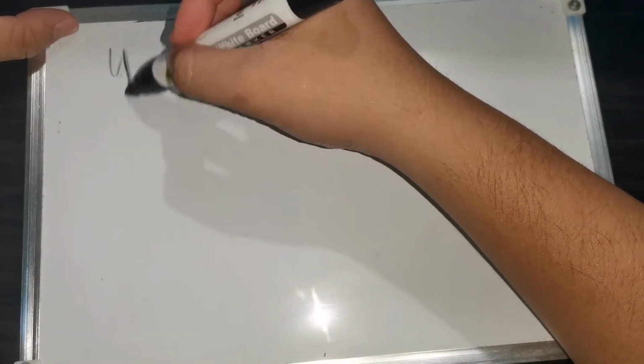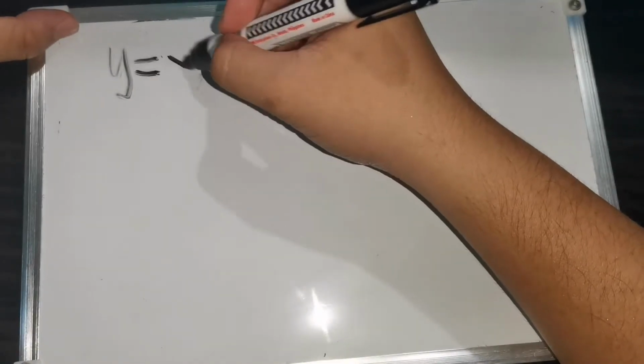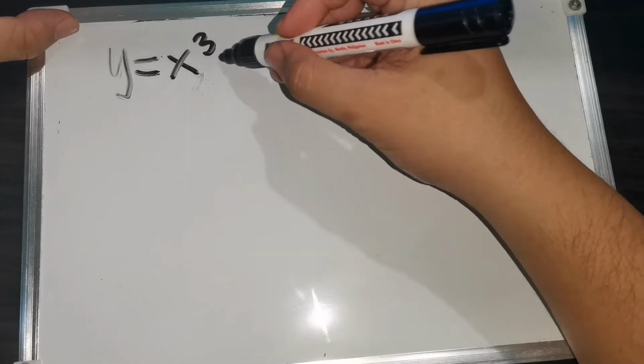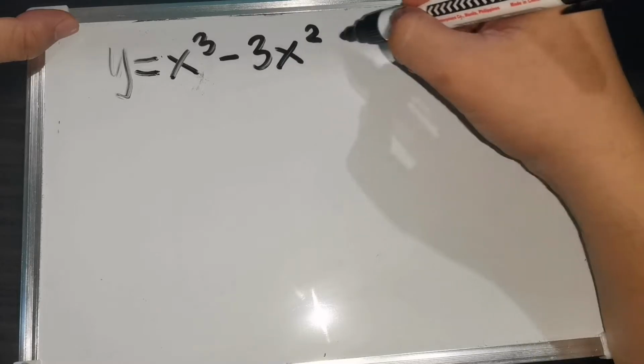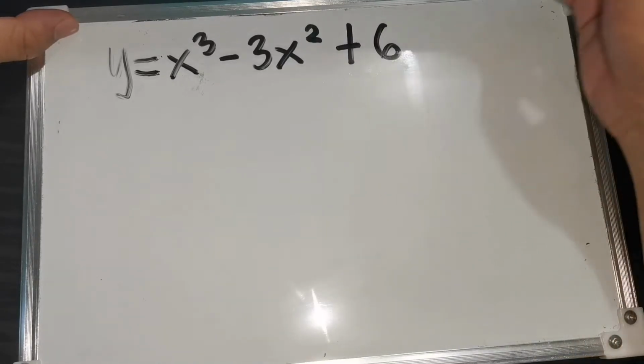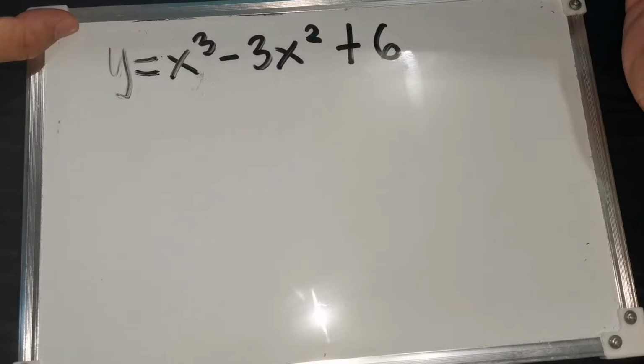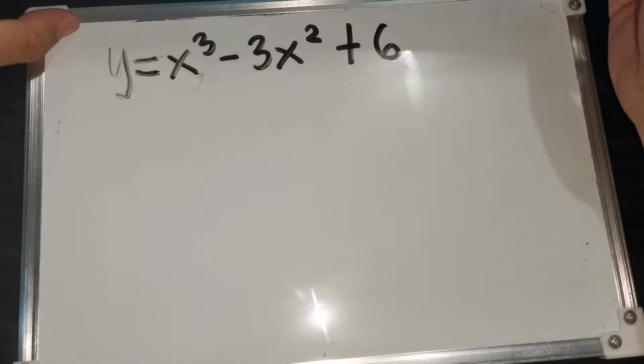So in this problem, there's a given equation of a curve and we're asked to find the point of inflection of the curve. So first thing to do is to copy the given equation of a curve. So this will be your y is equal to your x cubed minus 3x squared plus 6. Our next move is to take the first and second derivative of the given equation of a curve. So what will be your y prime now, or your first derivative?